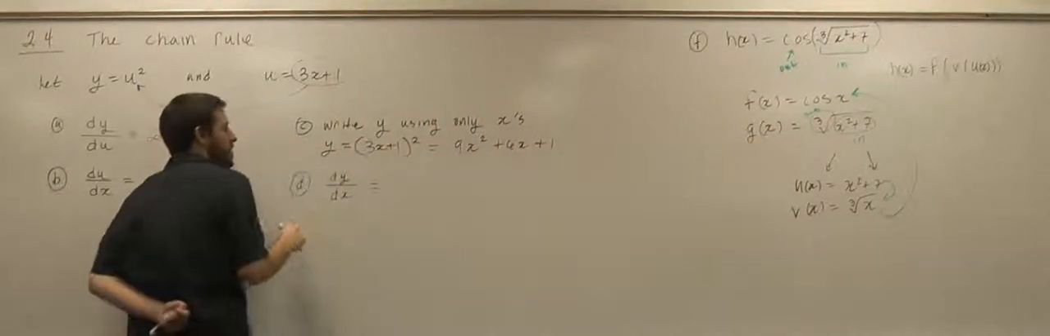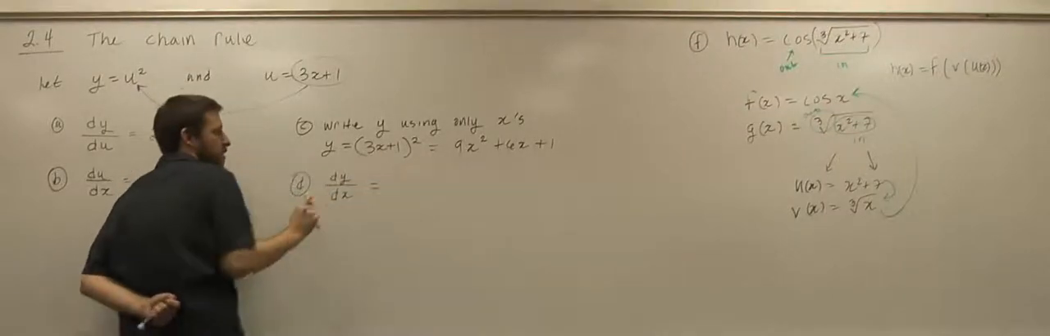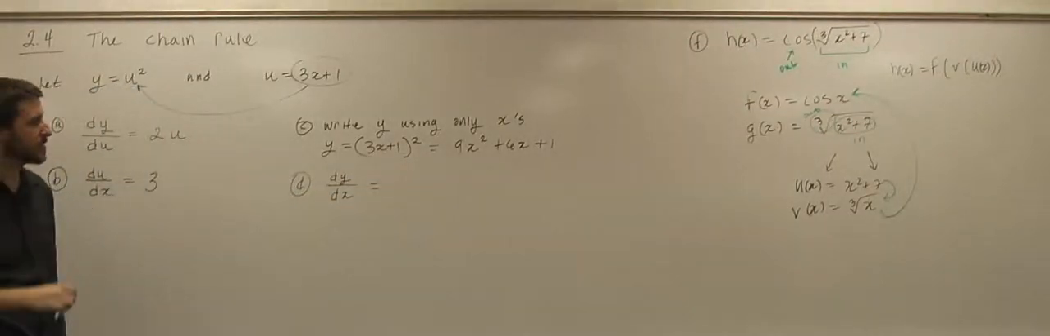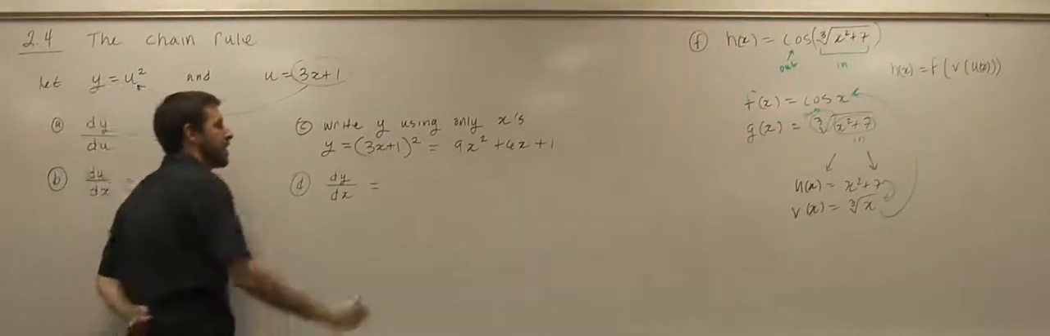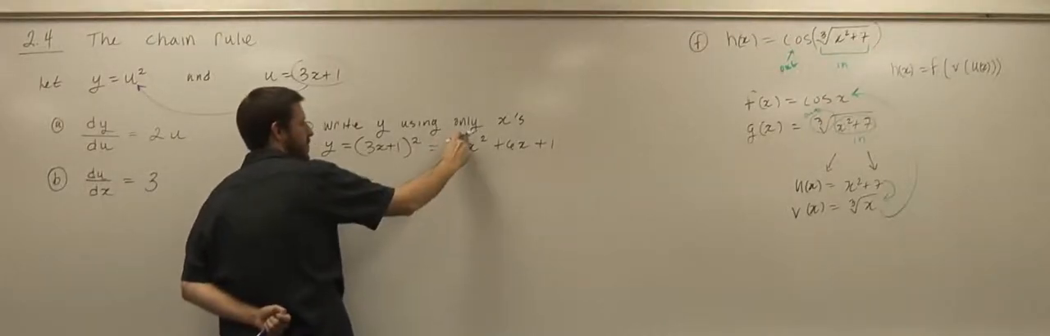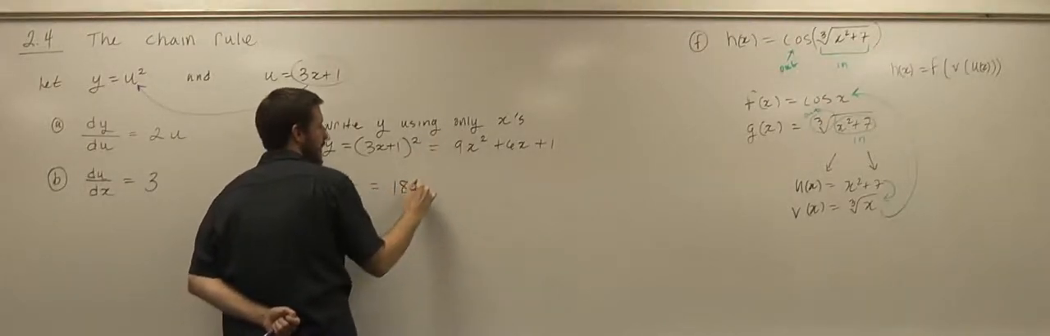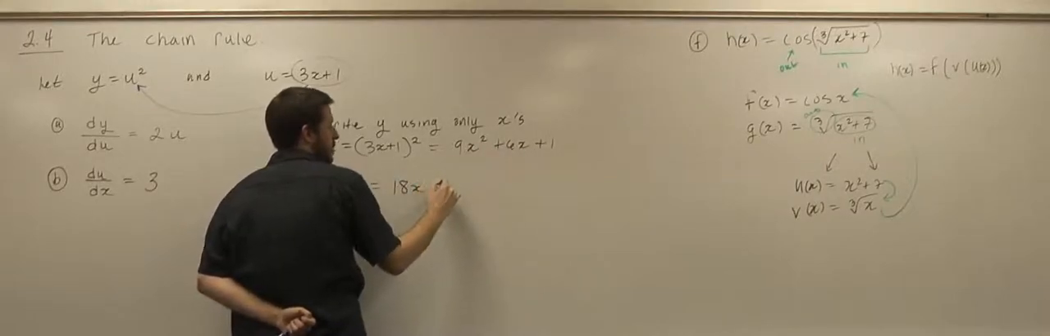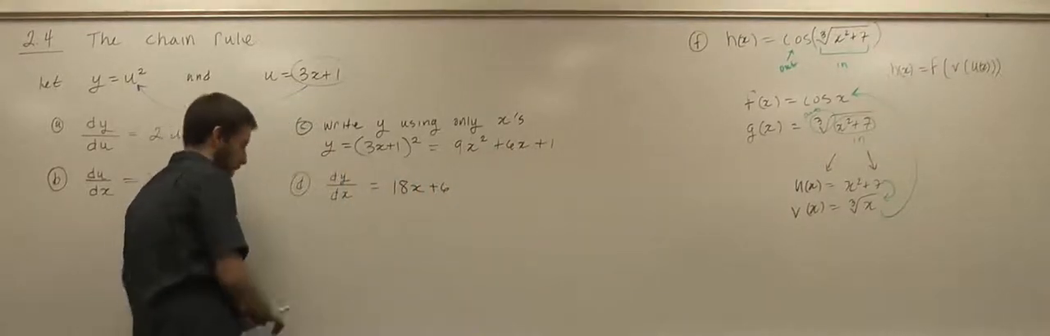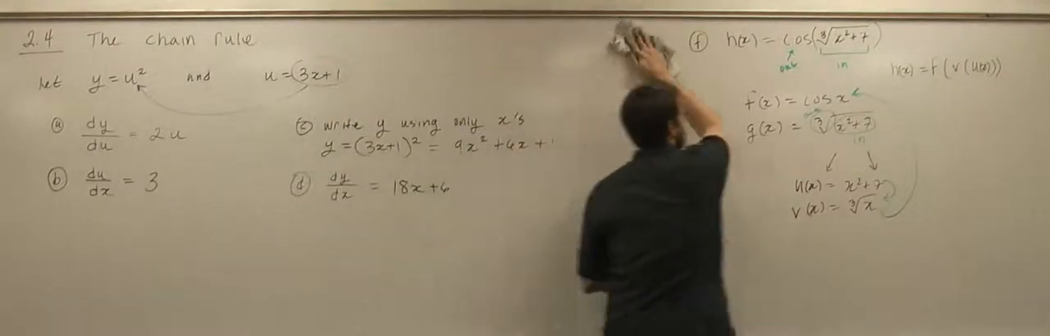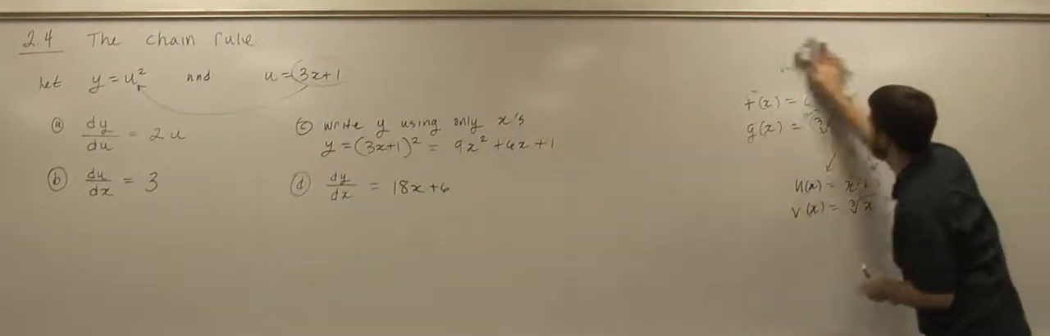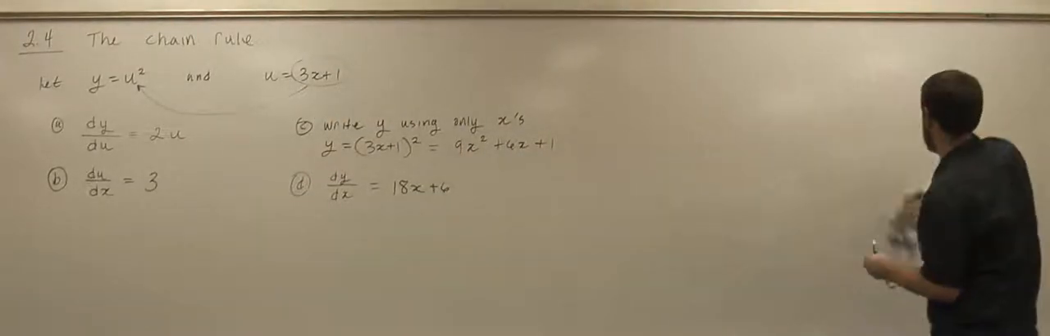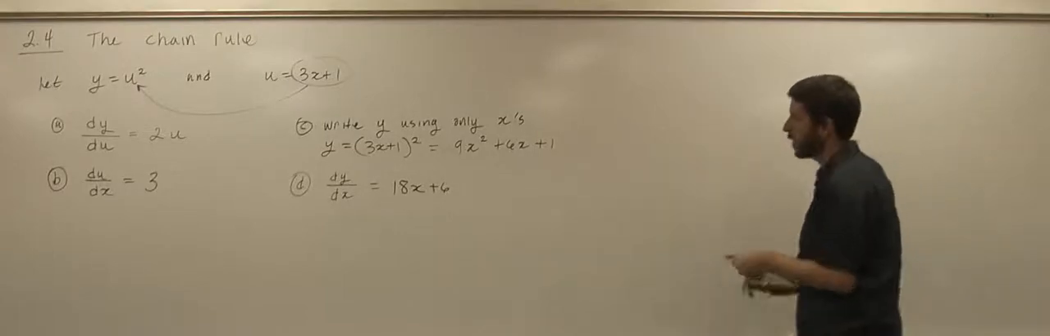Okay, so I have y in terms of x now, which means I can do dy dx, the derivative of y with respect to x. What is it? 18x plus 6. So this 2 comes down, right? If you do the derivative now, 18x. And then the derivative of x is 1, so this will be plus 6. Okay, all right.